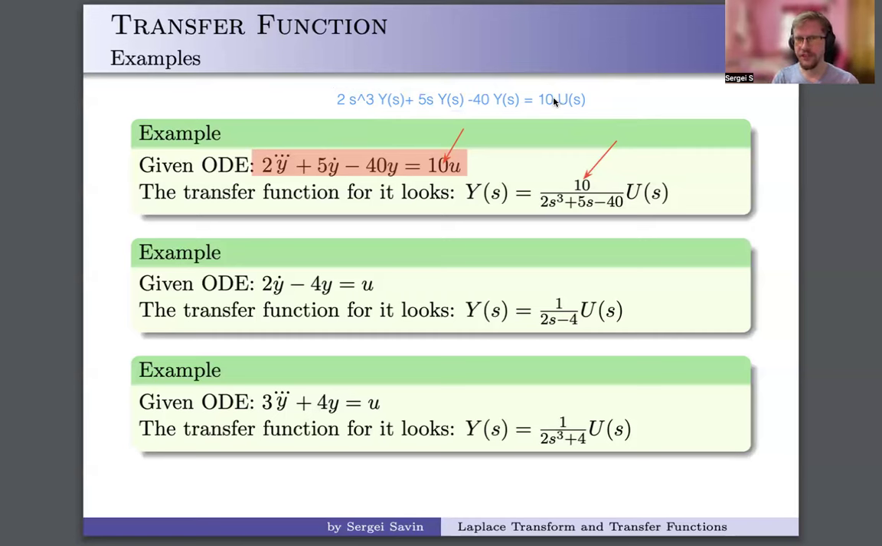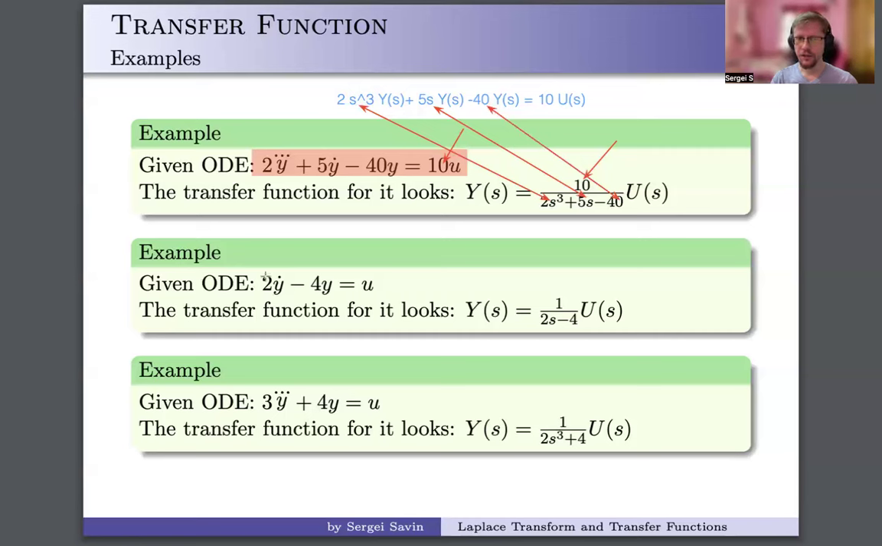So you can see the 10 will go upstairs, while everything else will go downstairs. So 2 times s cubed here, 5 times s here, minus 40 here. Okay. Let us do another one, but now much quicker.